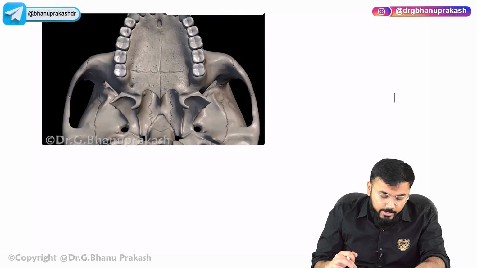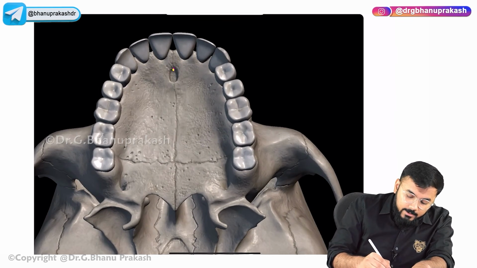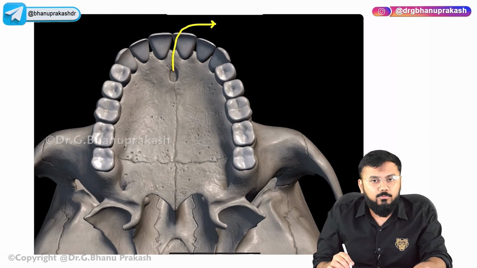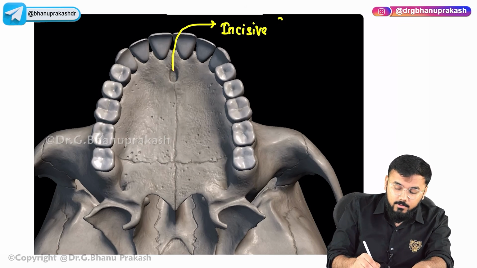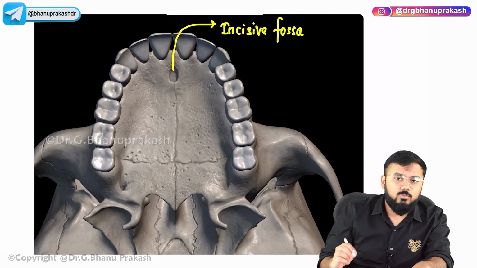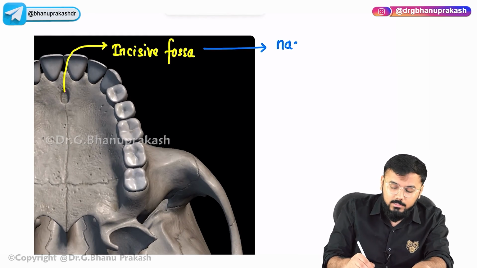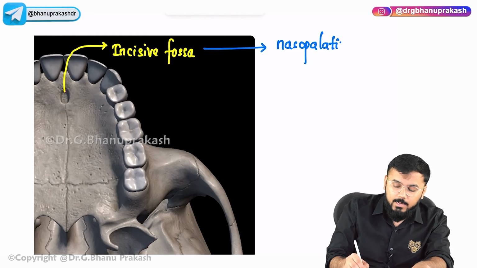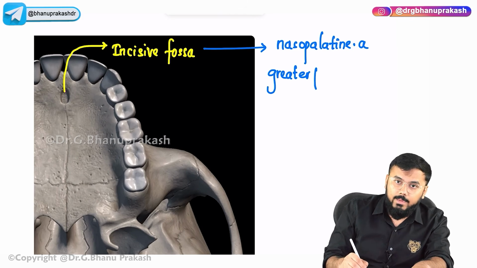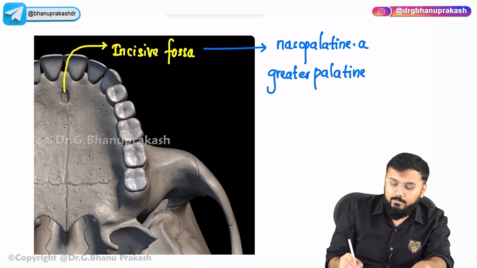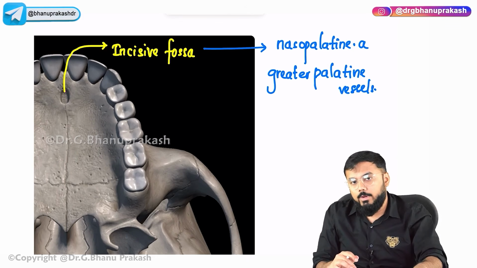Next important thing: if you see near the anterior most part, you can see a fossa. This fossa is called the incisive fossa. Within this incisive fossa, you have an artery called the nasopalatine artery, and vessels called the greater palatine vessels, meaning the greater palatine artery and greater palatine vein. These are the two important things located over here.